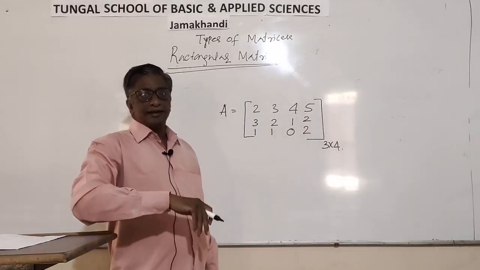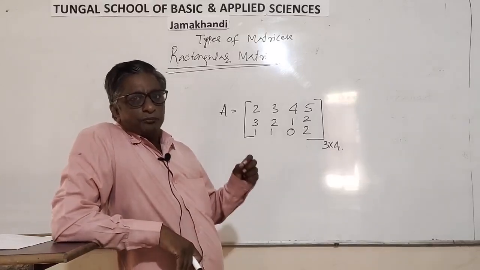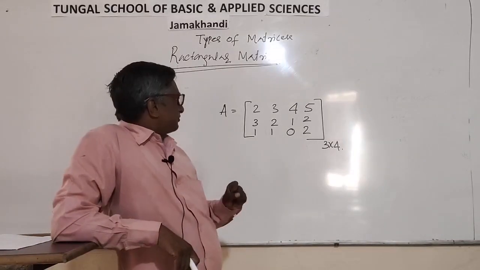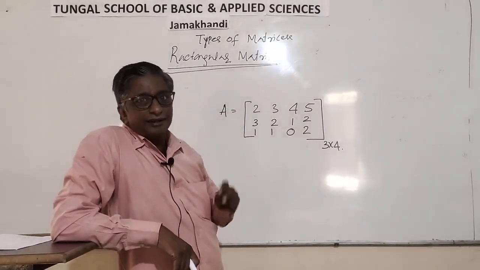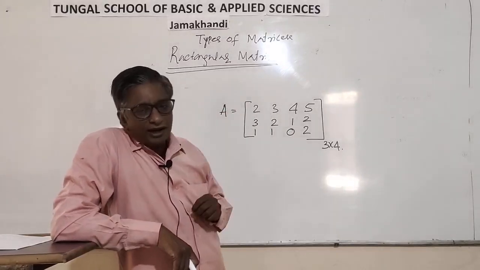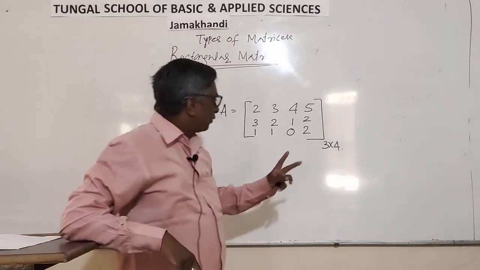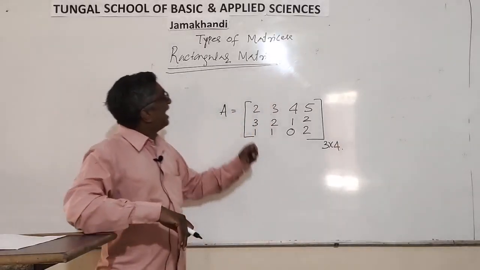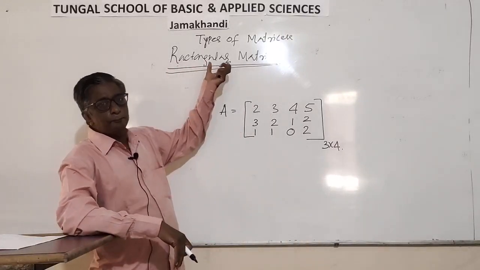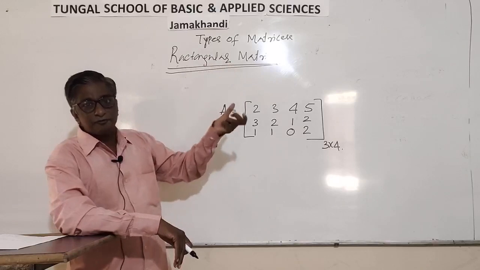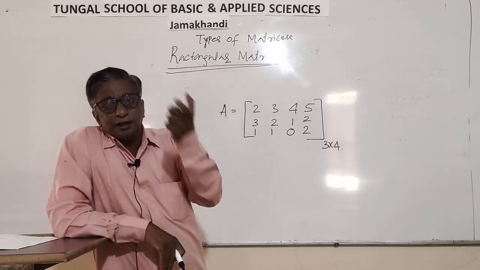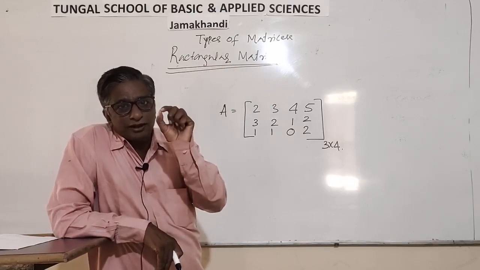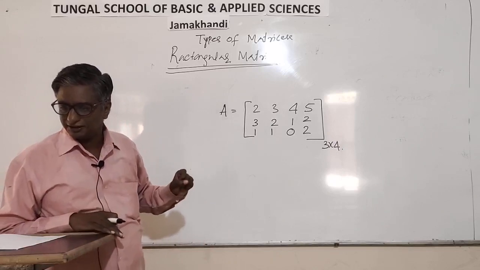Rectangular means the number of rows is not equal to the number of columns. Here how many rows are there? There are 3 rows. How many columns are there? 4 columns. Rows are not the same as columns, so this matrix is known as a rectangular matrix. When the number of rows is not equal to the number of columns, the matrix is called a rectangular matrix. Let us take a definition.